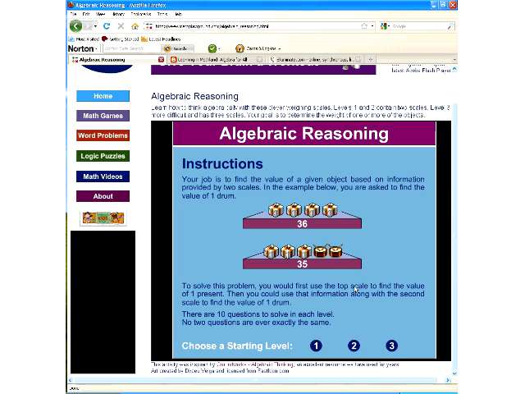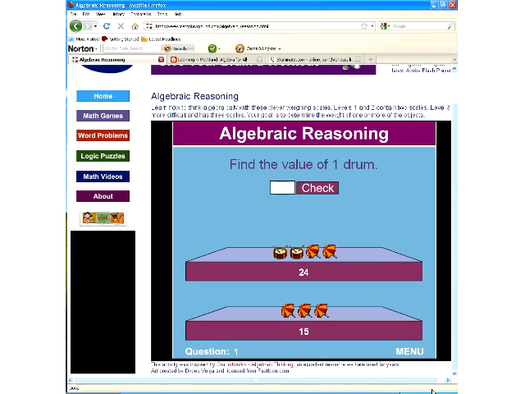Okay, here we have balance skills, and we have three levels of difficulty. In the first level, students are just shown two scales. One scale has only one type of object. The other scale has some number of two different objects, but one of those objects also appeared on the bottom scale. So students have to figure out the value of one drum.